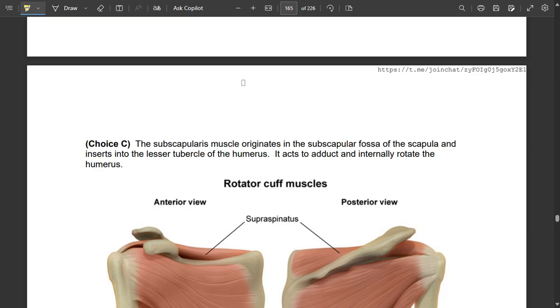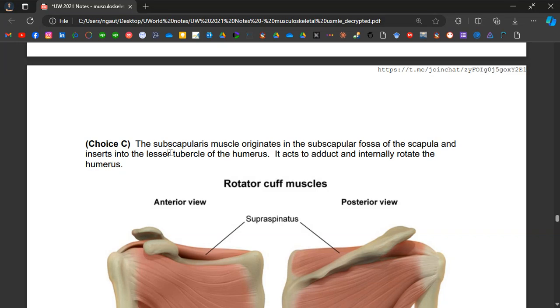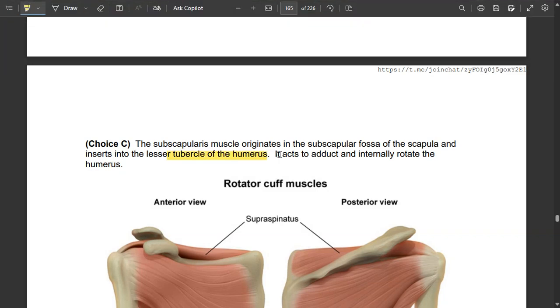The subscapularis muscle originates in the subscapular fossa of the scapula and inserts into the lesser tubercle of the humerus. Sub means less, so lesser tubercle of the humerus. It acts to adduct and internally rotate the humerus.